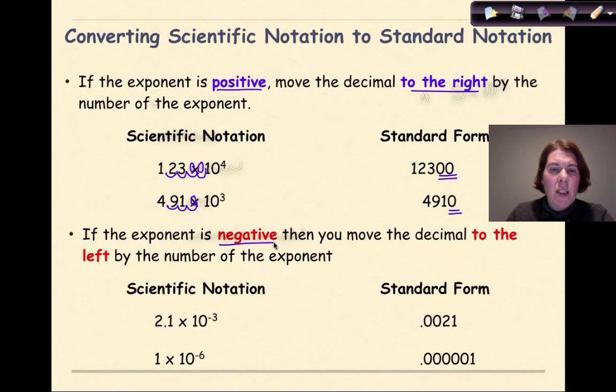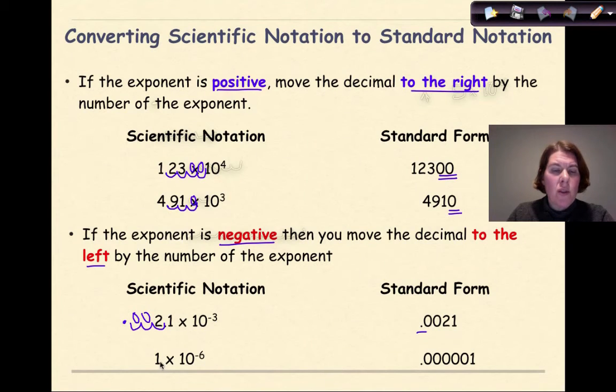If the exponent is negative, then you move the decimal to the left by the number of the exponent. So 2.1 times 10 to the negative 3. I'm going to move that decimal place to the left. So 1, 2, 3. That's going to establish my new decimal place in my standard notation. And I'm going to replace those little bumps with 0, which is why I get 0.0021.